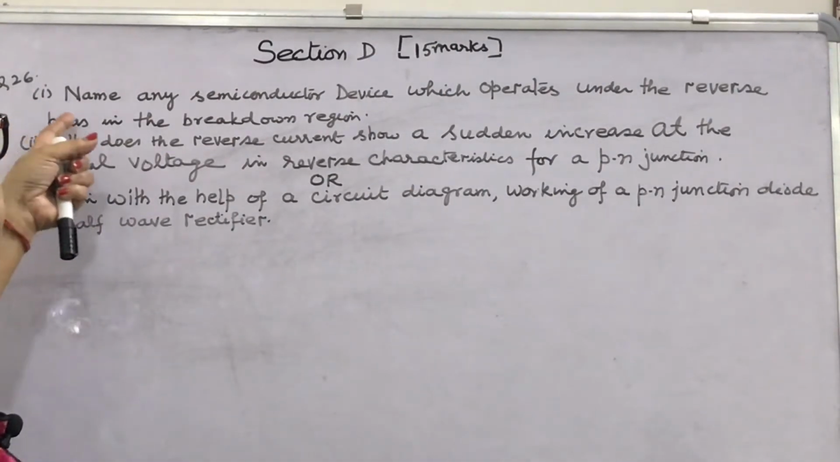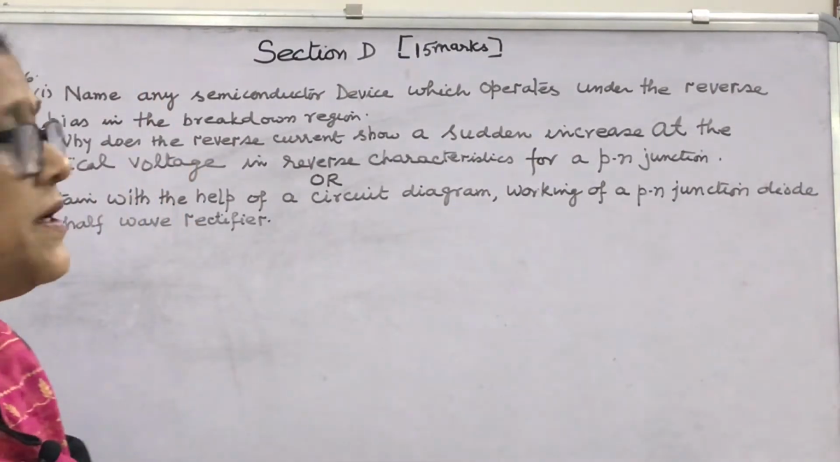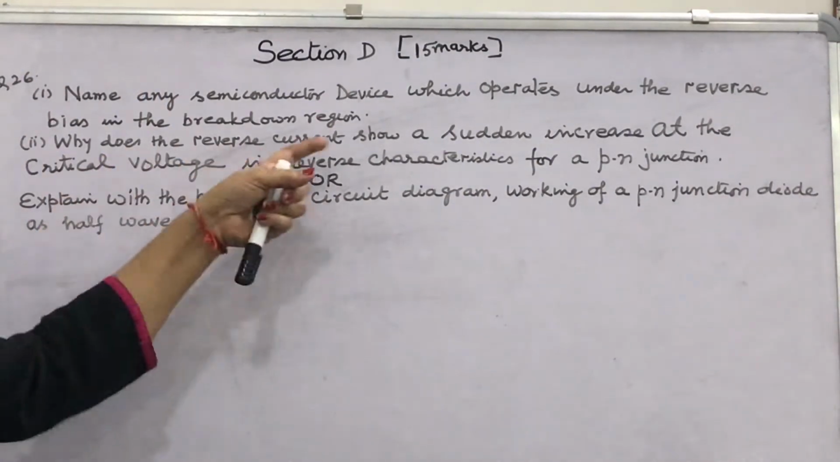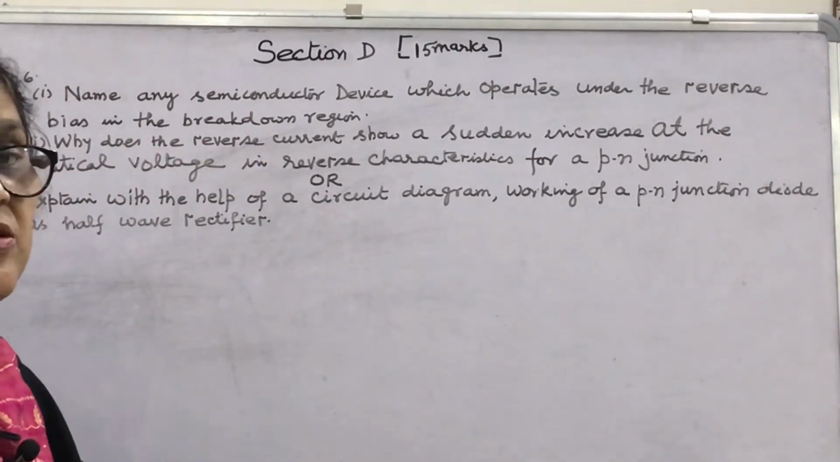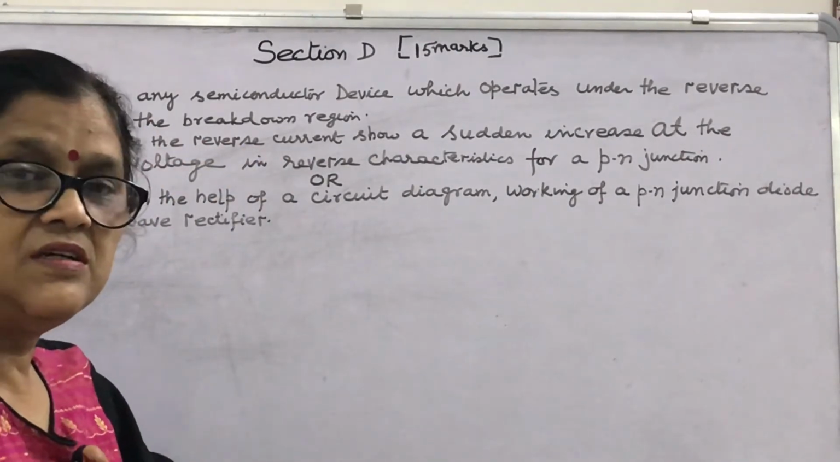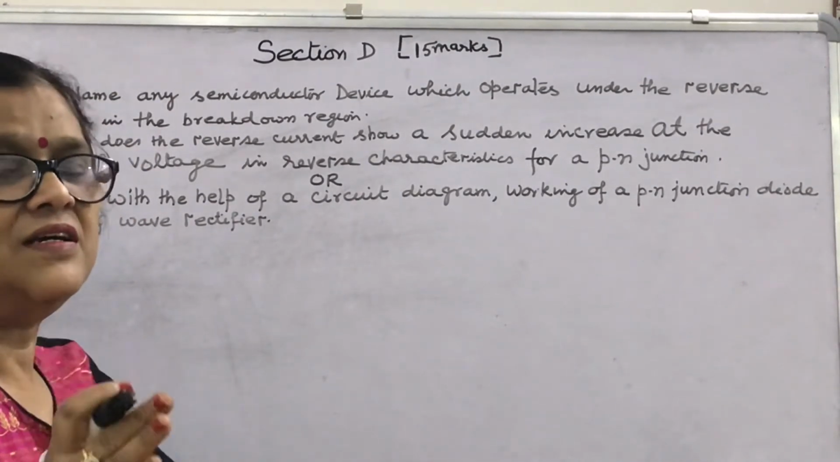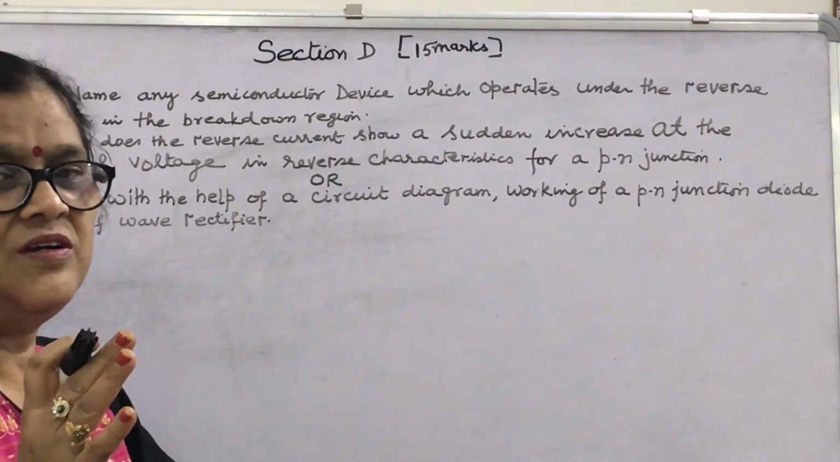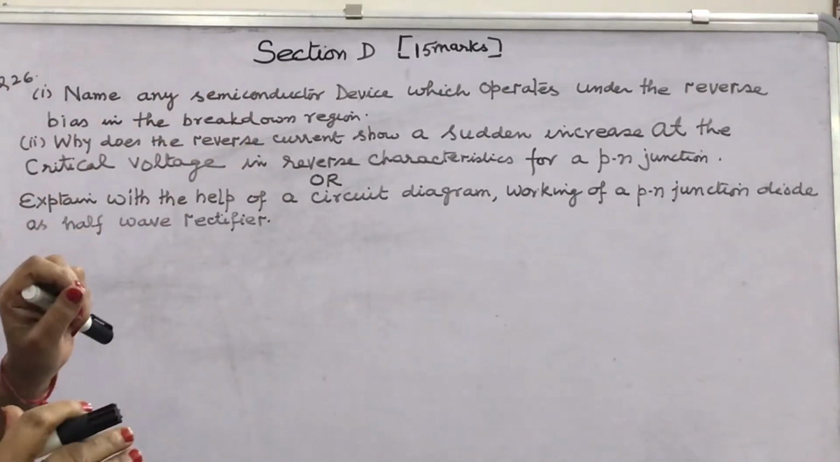Question 26, first part: name any semiconductor device which operates under reverse bias in the breakdown region. What is the name of the PN junction which operates in the breakdown region under reverse bias? That is the Zener diode. So the first answer is Zener diode.